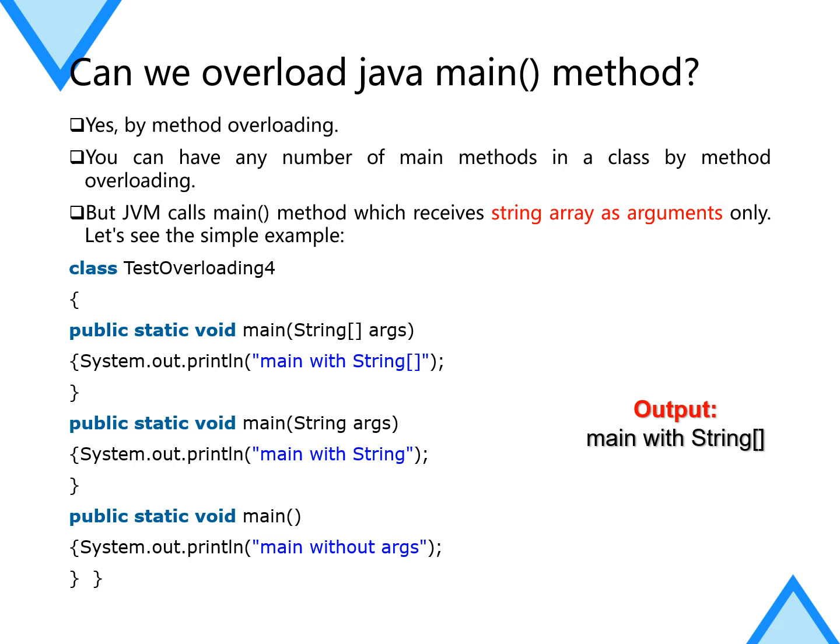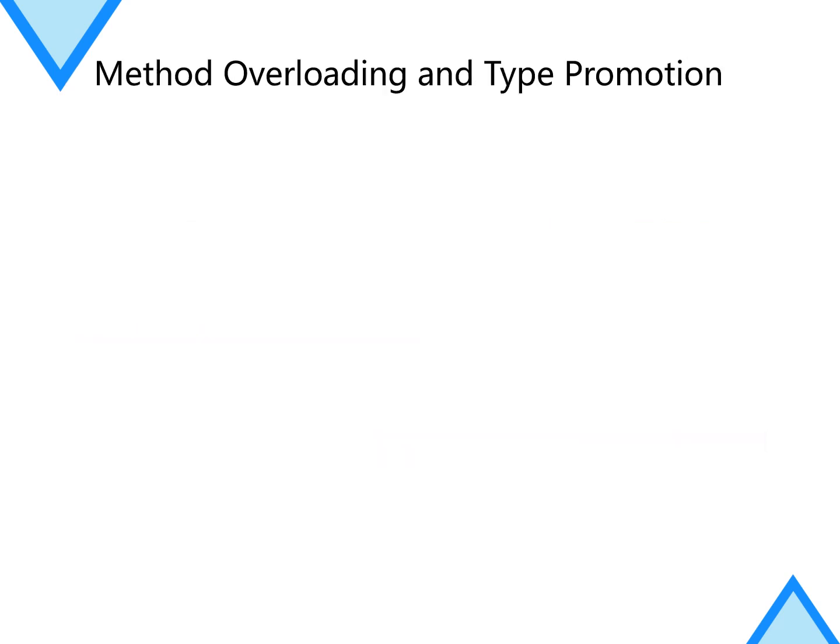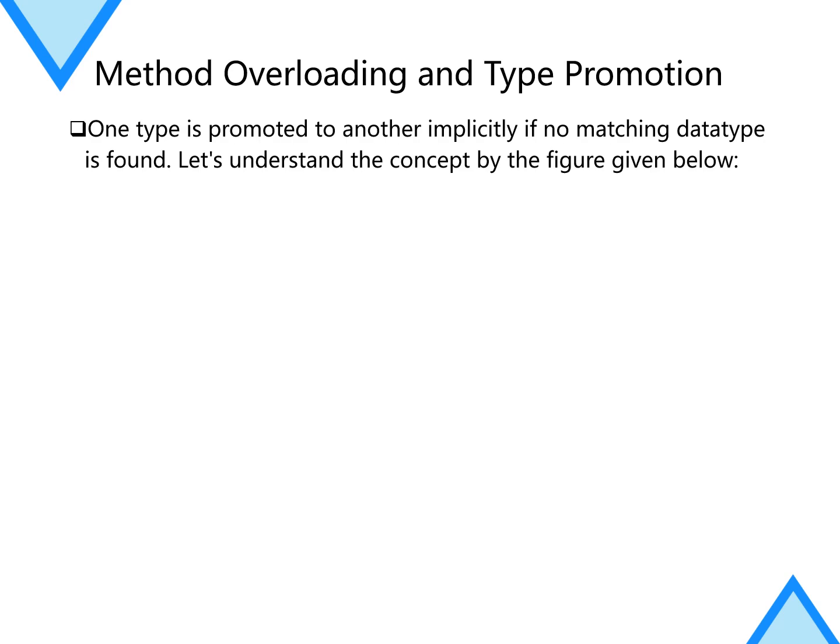So if someone asks you the question, can we overload the Java main method? The answer is yes. But which main method will be called by the JVM? The method which receives the string array as an argument. Method overloading and type promotion. So what is the relation between method overloading and type promotion?